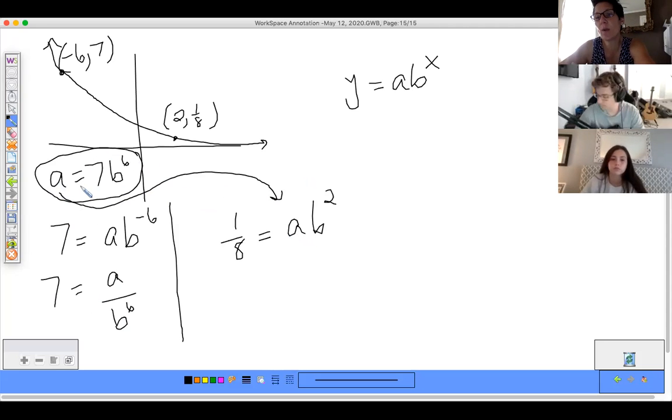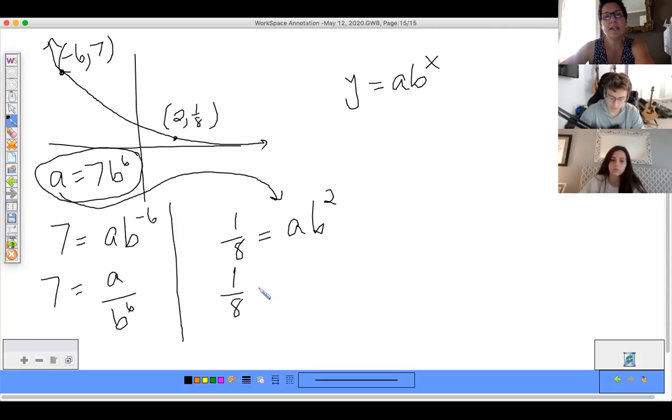So I have one equation with one variable, because right now, take a look, this has two variables and this also has two variables. My goal is to get an equation with one variable so I can actually solve for that variable. Does that make sense? So we just plug it in.